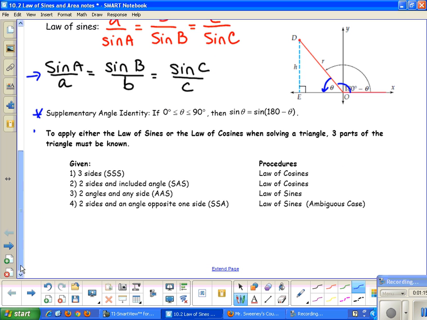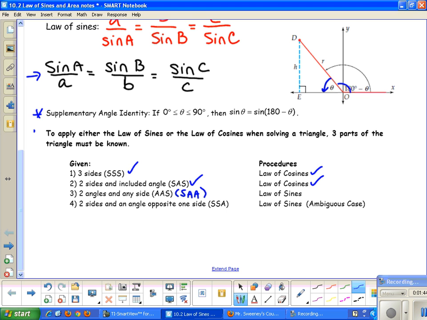So we've talked about the law of cosines, and we were using that when we were given side, side, side, or side, angle, side. So that's when we use the law of cosines. But what happens when we're not given side, side, side, or the angle in between the two sides? Let's say we have angle, angle, side, or we can also write this as side, angle, angle. Then I have to use the law of sines in order to solve this.